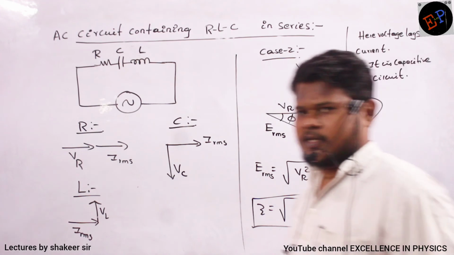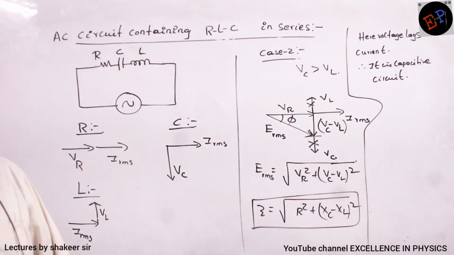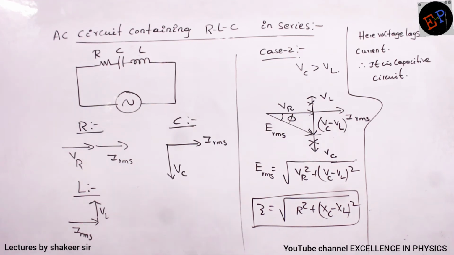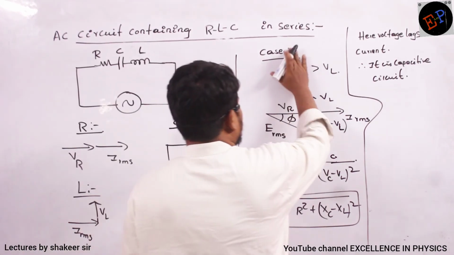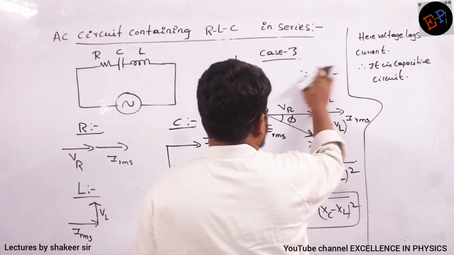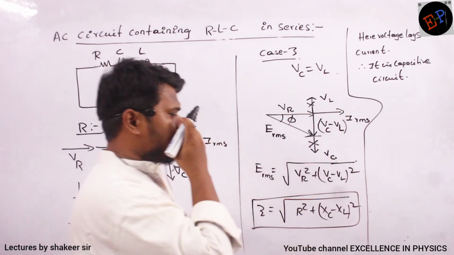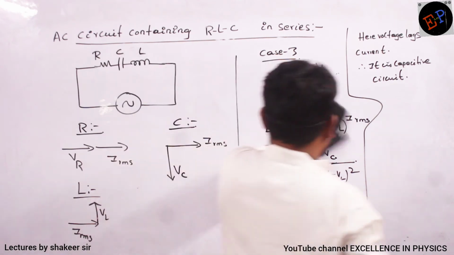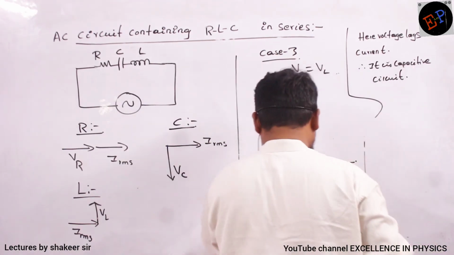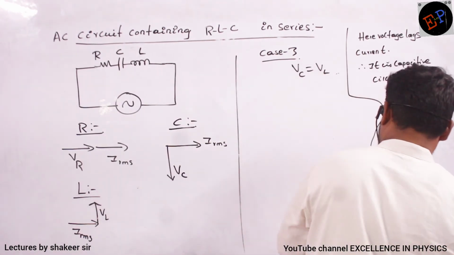Okay? Case number 2. Now what can be case number 3? Equal. That's it. Write down case number 3. So case number 3, VC is equal to VL. Clear? So if VC is equal to VL, let us see how we can draw the diagram.